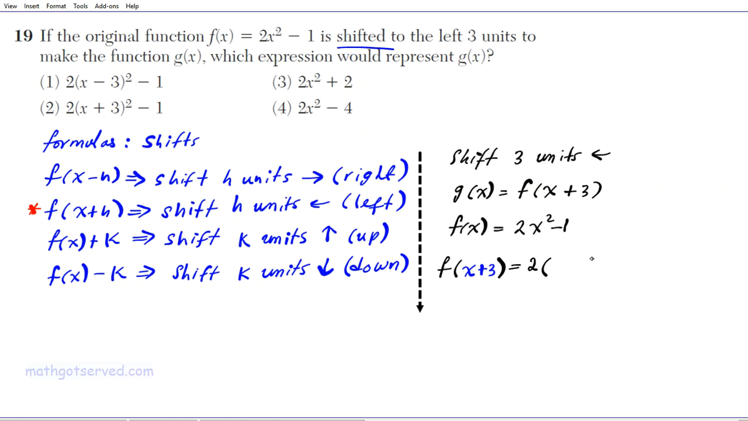We're going to replace that x with x plus 3, which causes the quadratic to shift 3 units to the left. Okay? So 2 quantity x plus 3 squared minus 1 is what we get when we replace this x right here with the new input value, which is the shifter x plus 3. So this is basically what g of x is. So g of x is 2 times the quantity x plus 3 squared minus 1. The answer to question 19 is option number 2.